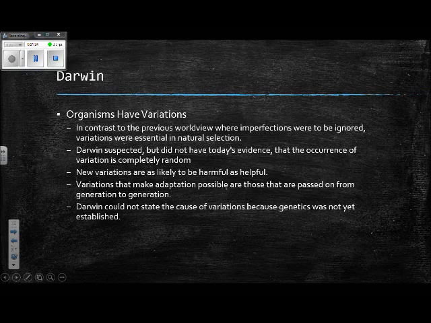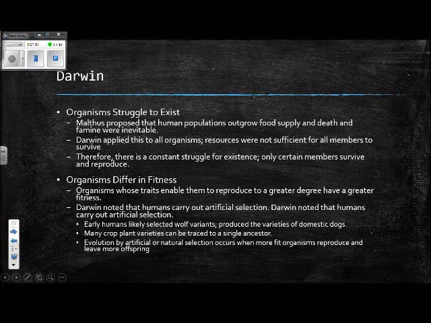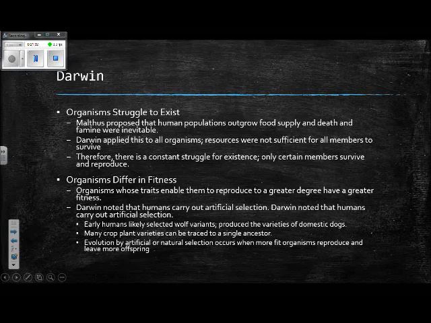So organisms must struggle to exist. Malthus proposed that human populations outgrow food supplies and death and famine were inevitable. Darwin applies this to all organisms. Resources are not sufficient for all members to survive. Therefore, there is a constant struggle for existence. Only certain members survive and reproduce.